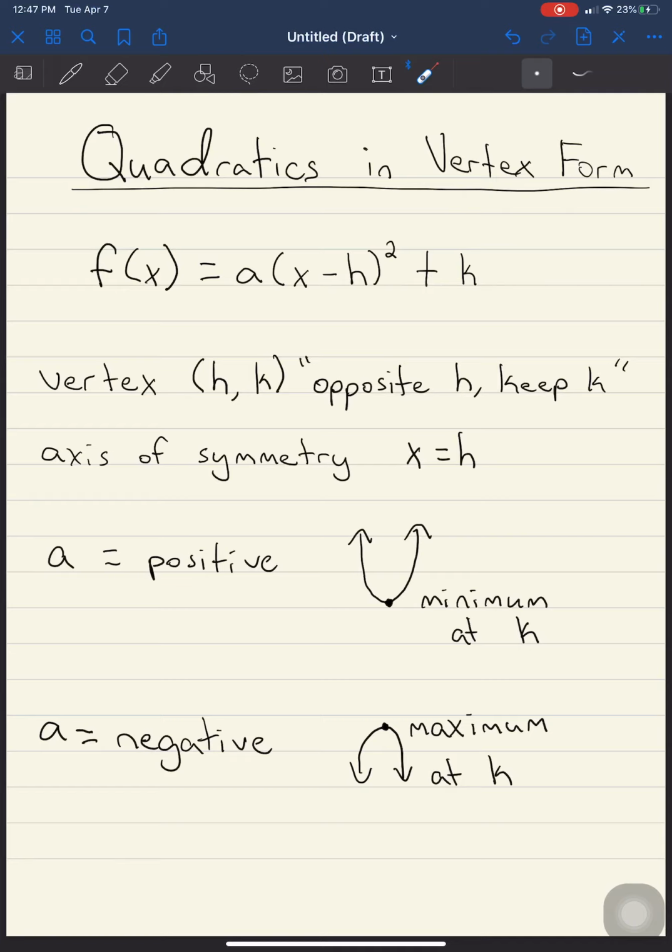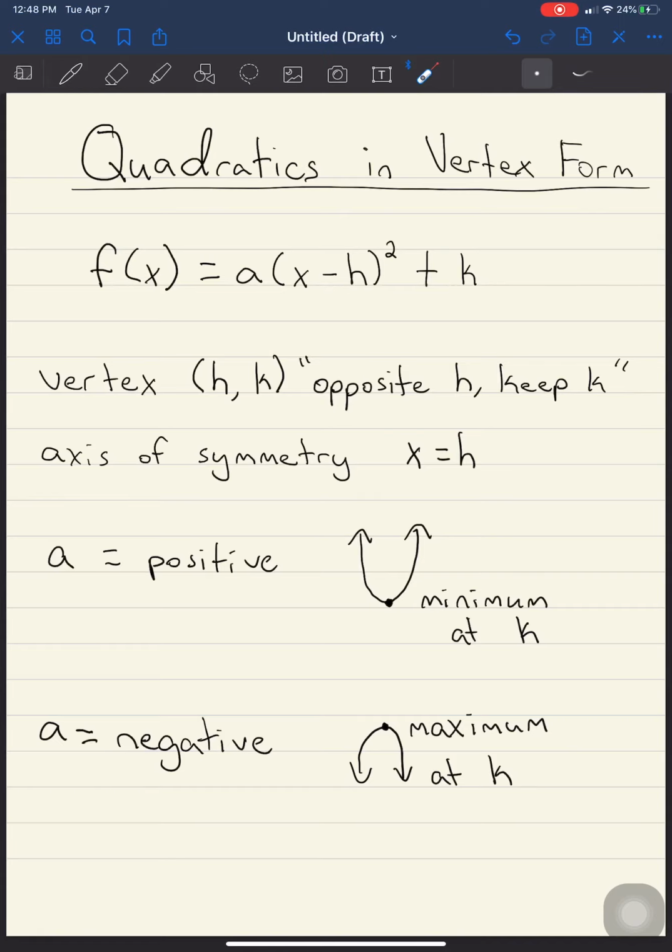And the last thing we need to talk about is this a here in our formula. When a is a positive number, our graph is going to be a smiley face facing upward, and the minimum, the lowest point, is going to be where the vertex is. Our minimum is going to be at k. And when a is a negative number, we're going to have a frowny face, and our maximum, or this point right here, is going to be at k. So those are the main parts.